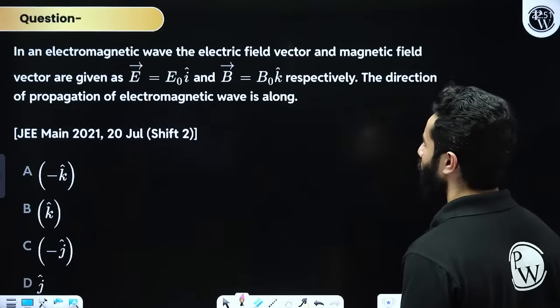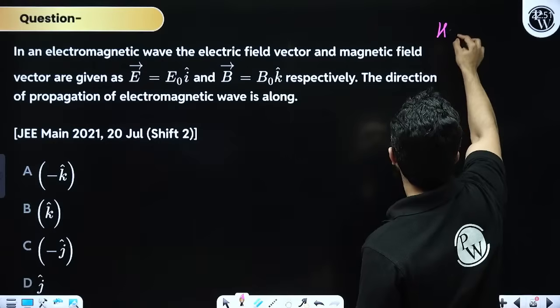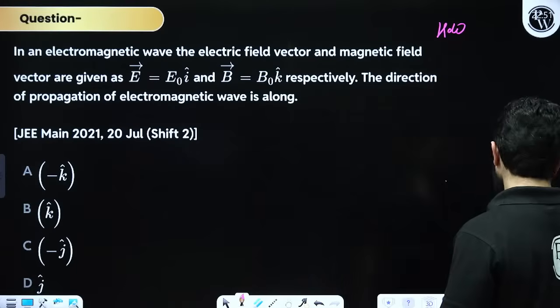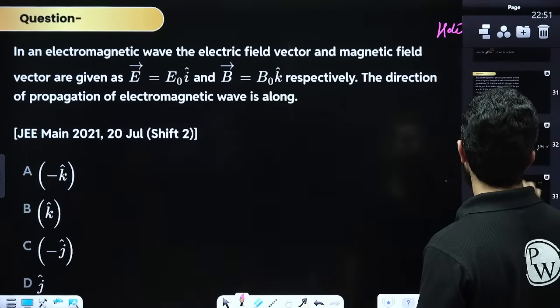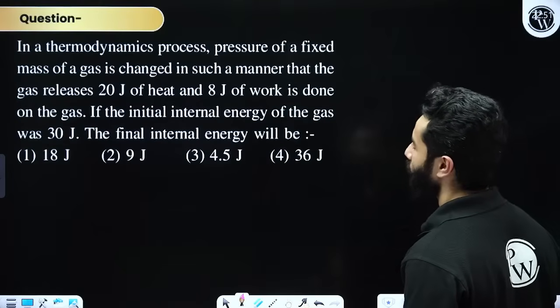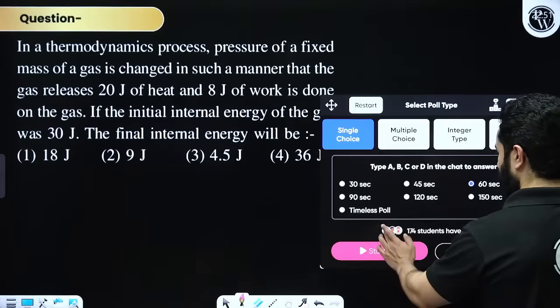This is very easy, so do this question as homework. You will get this PDF on the PW WhatsApp channel. There are going to be various questions for your homework. Let's do one question from here also. Starting the timer, 60 seconds.